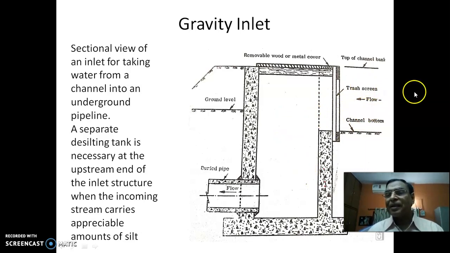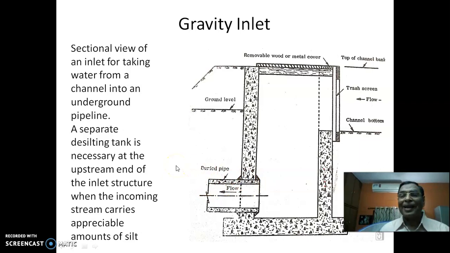Before that, you will have a desilting tank, not shown here, and then a trash screen also. There are some leaves and other light material which should not enter the pipeline system. So these two are the channel banks, and at the bottom of the channel the water flows in. Clear water must flow into the underground pipe. This is the gravity inlet, which we are emphasizing because many times we try to use this surface water also for an underground pipeline system.